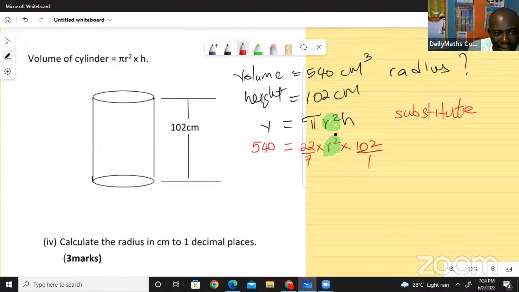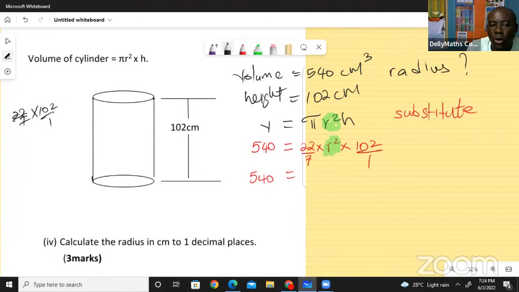Let's write back that 540 for now. Let's work out some stuff. Let's work out the number part. So to work out the number part, I want you to work out this. I'm going to put it at the side here so you can see. What I want you to work out now: the numbers, I want you to put 22 over 7 times 102 over 1.